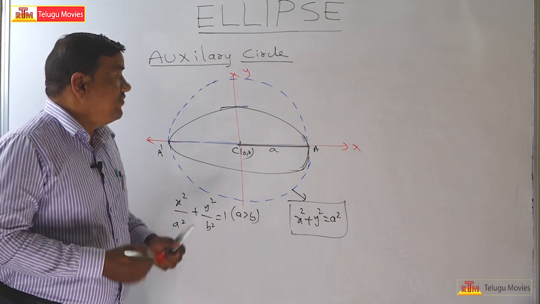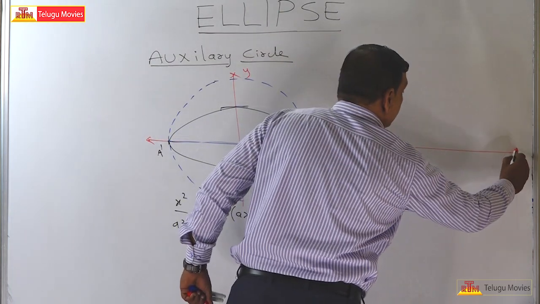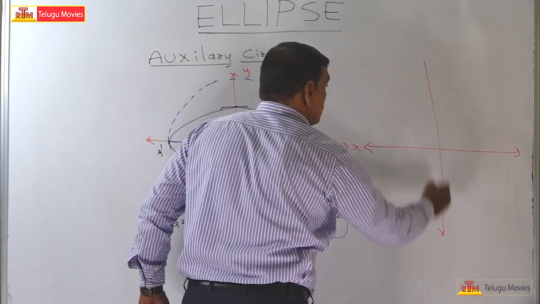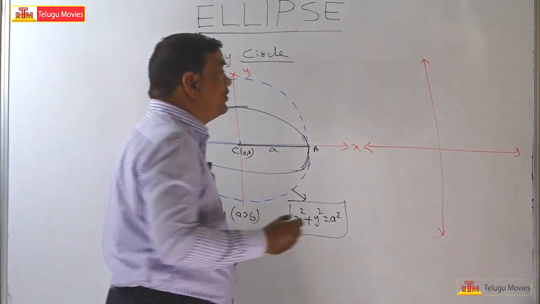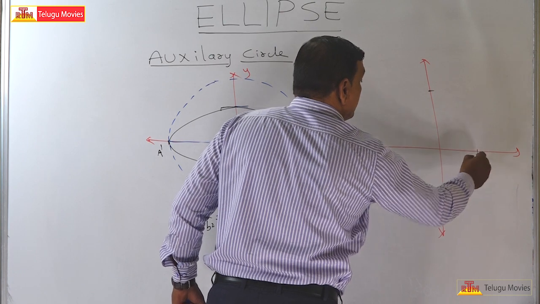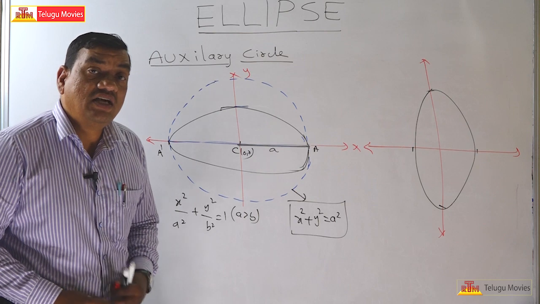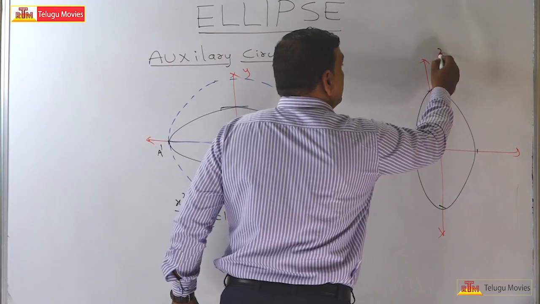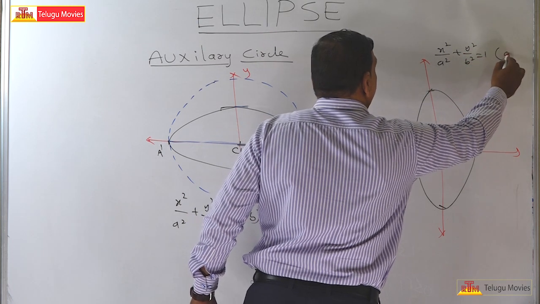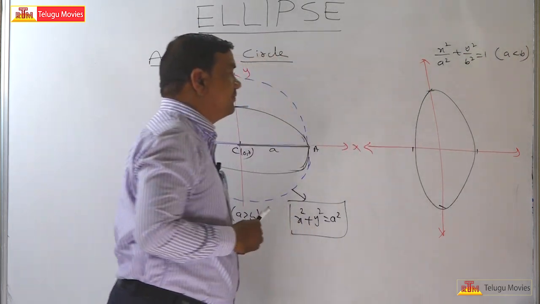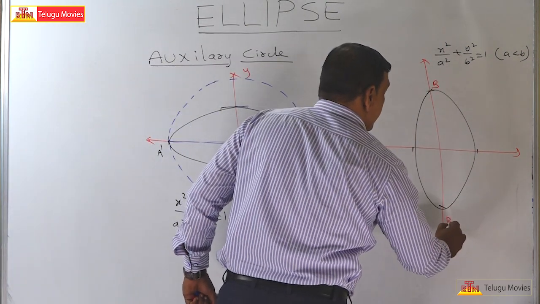What happens if it is a vertical ellipse? Let us see that. So that is the x-axis and the y-axis. Now you take the vertical ellipse. What is the equation of that ellipse? It is x square by a square plus y square by b square is equal to 1, where a is less than b. Here the major axis is this, that is equal to b dash.